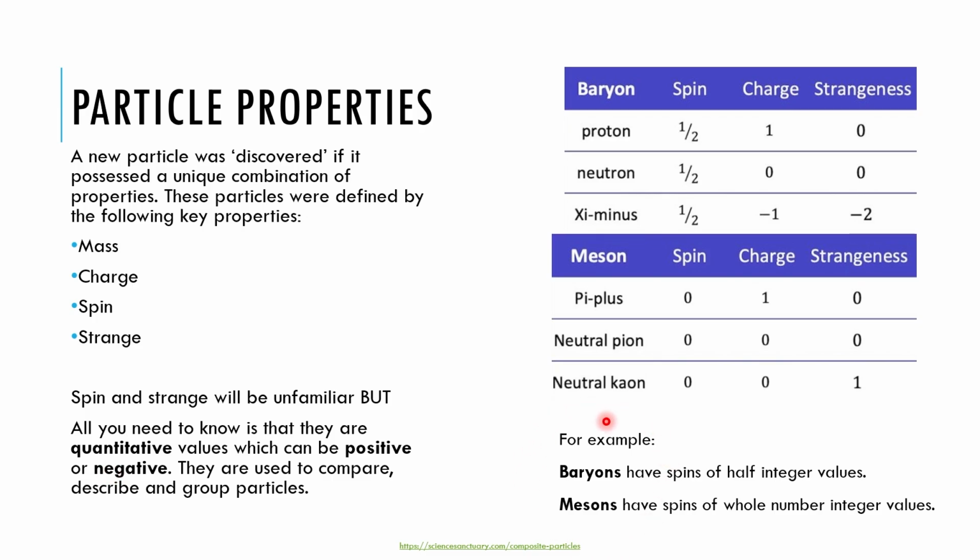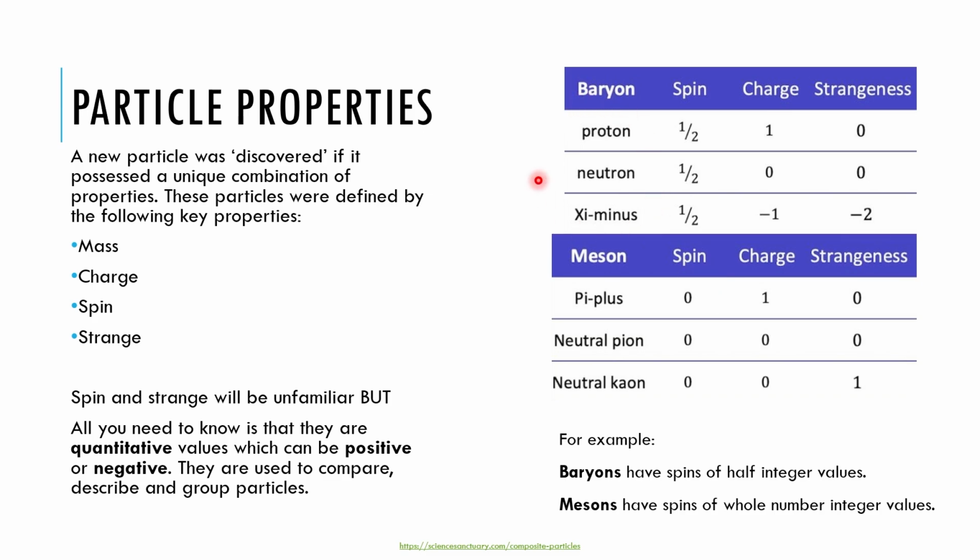I'll come back to these terms a little bit later, but baryons and mesons are groups of particles based on some of these properties. You'll notice in the table that these baryons all have a spin of half, and the mesons have a spin of 0. This is because baryons have spins of half integer values, so 1/2, -1/2, 3/2, something like that, whereas mesons have whole number integer values. So they have spins of 0, 1, -1, 2, -2, etc.